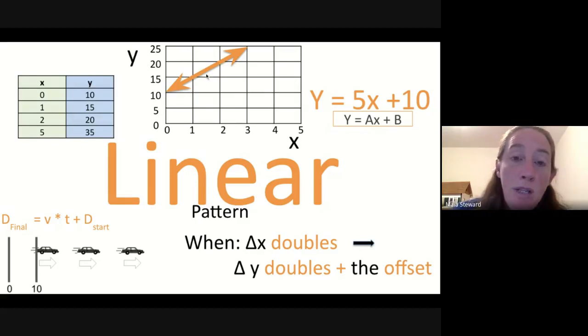So when I look at this line here, it's the same thing represented. For each minute I'm driving, I'm getting 5 miles further out. Minute, mile, up and up we go. This is called a linear pattern. It's also called a slope.